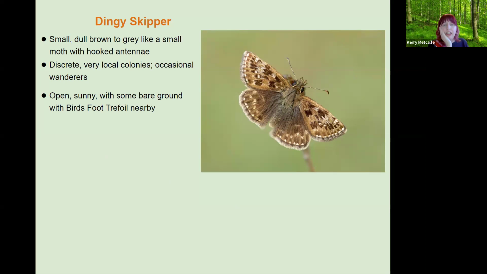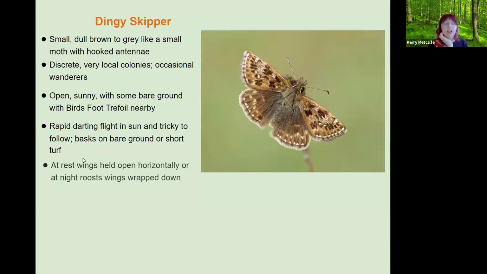And I think they particularly like yellow plants. So I often see them nectaring on dandelions and celandines and things like that. In terms of flight, they're small and quite fluttery, but they're quite quick, so you can lose them quite easily.